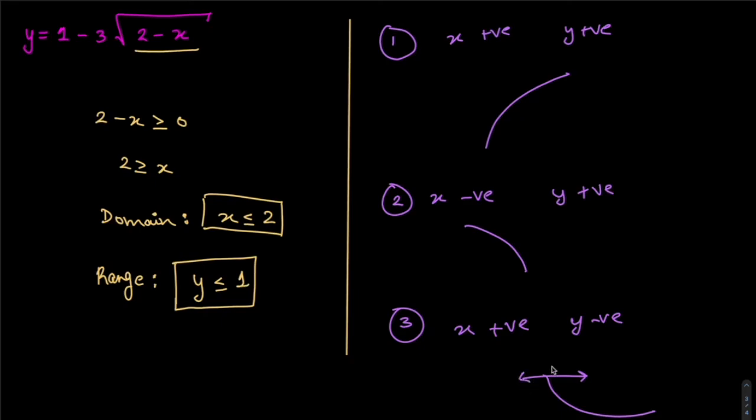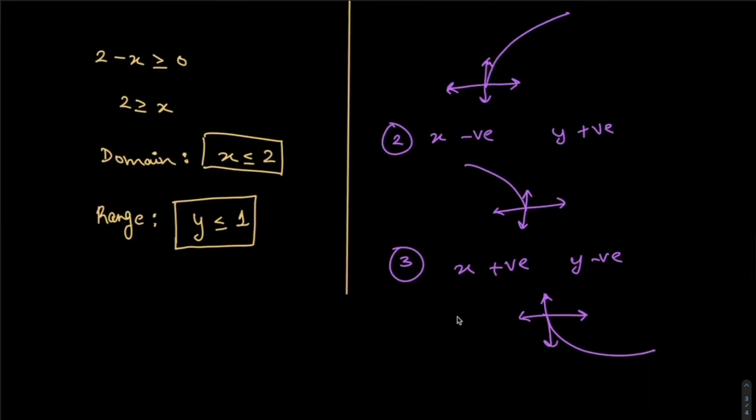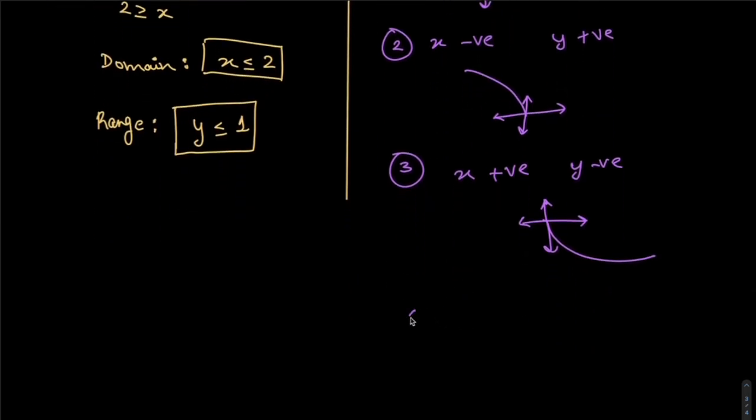So I could say this is my axes. These are my axes, like this. Fourth is when both are negative. When x is negative and y is negative, I'm gonna have, just a second, let me redraw this axis. All right, so I'm gonna have something like this, and I'm gonna have something like this that goes.